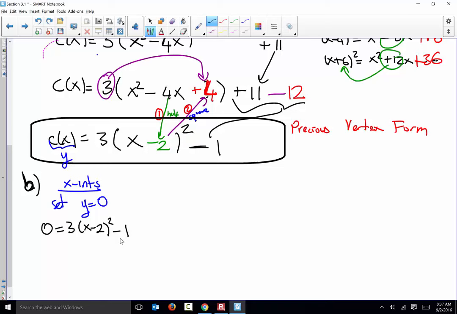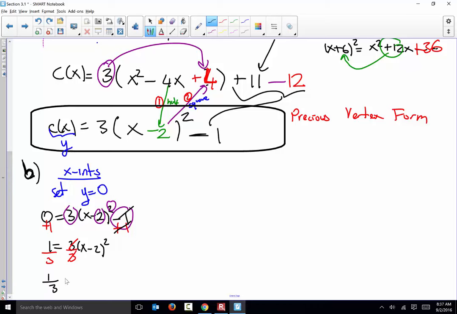Okay. There are 4 targets we need to clear here. 1, 2, 3, 4. We start with minus 1. Add 1 to both sides. We have 1 equals 3 times (x minus 2) squared. Correct? Second, divide both sides by 3. We have 1 over 3 equals (x minus 2) squared.